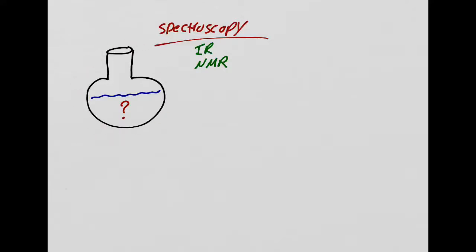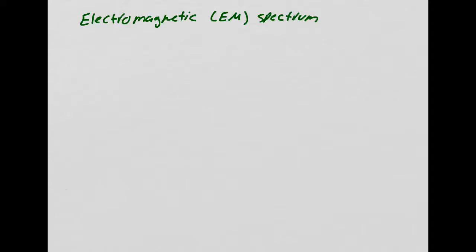Now, before we talk about IR and NMR, do you remember from Chem 1A, the good old days, the electromagnetic spectrum that we had in Chem 1A? The electromagnetic spectrum, or the EM spectrum, had different types of light, and we said different types of light have different energy. If you remember, radio was the lowest energy. Radio is a type of light. It has the lowest energy.